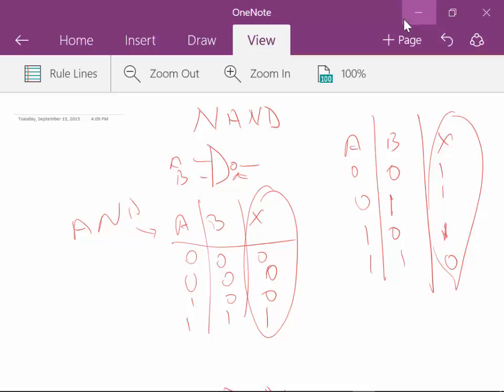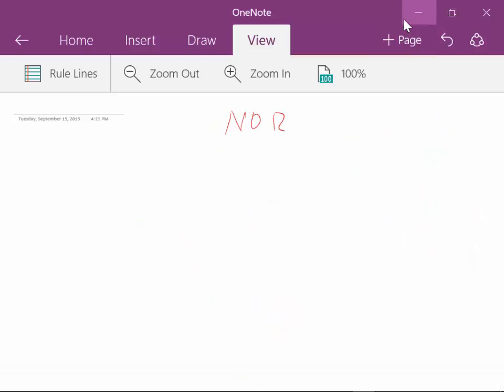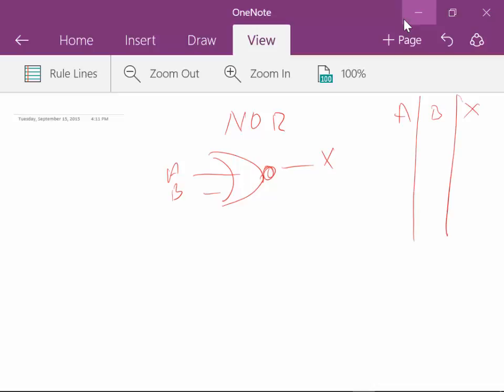Right there. And then the other one is the NOR gate. And again, it's the same as the OR gate, only we put the bubble there. And again, this is just simply the inverse of the OR gate. So those are all the basic gates that we use.